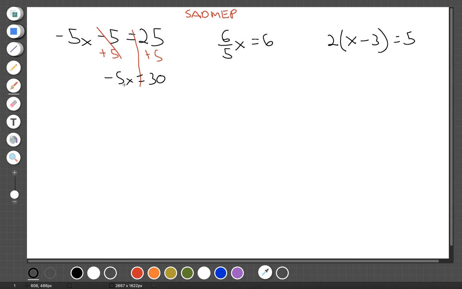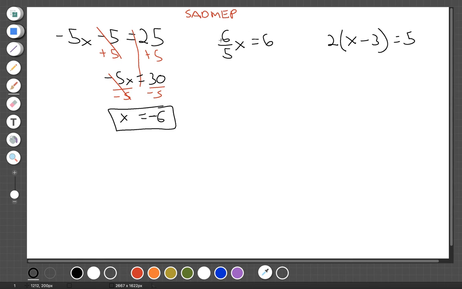Okay, now I have multiplication right here. Okay, how am I going to get rid of negative 5? Well, I'm going to divide by negative 5 on both sides. Okay, and those cancel out because negative 5 divided by negative 5 is 1. We end up with x equals 30 divided by negative 5, which is negative 6. You could put that in your calculator and it could give you that answer.